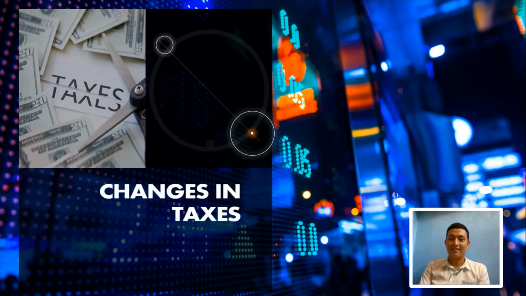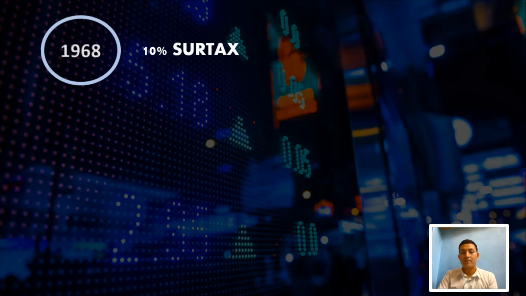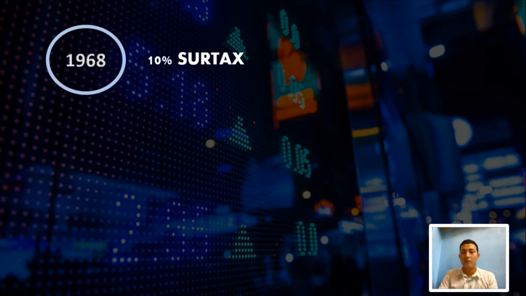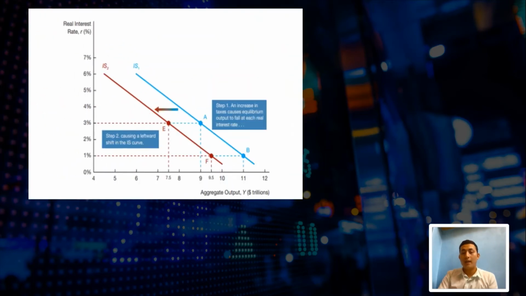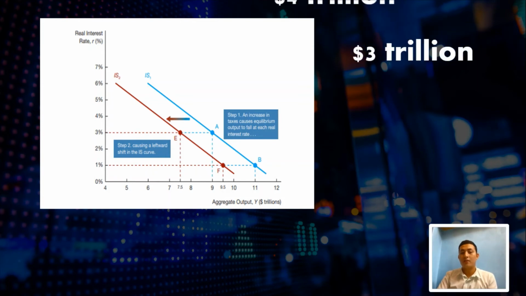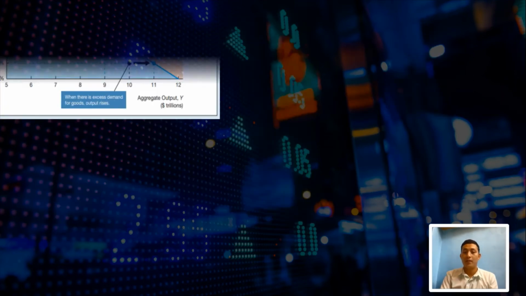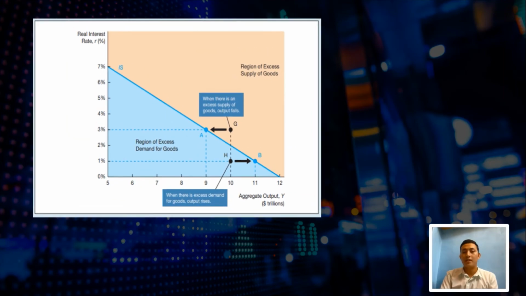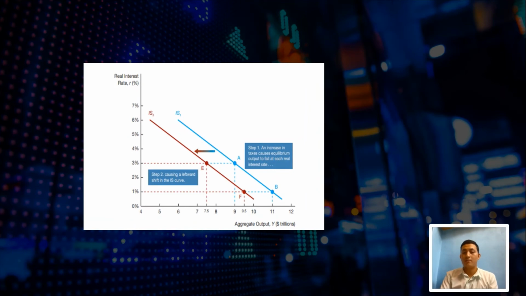Changes in taxes. In 1968, a 10% surtax was imposed to pay for the Vietnam War, which raised revenue by about 1% of GDP. Now let us look at figure 4 to see what happens if the government raises taxes from $3 trillion to $4 trillion. IS-1 represents the same IS curve that we developed in figure 1. We determine the equation for IS-2 by inputting the $4 trillion value in the equation presented.